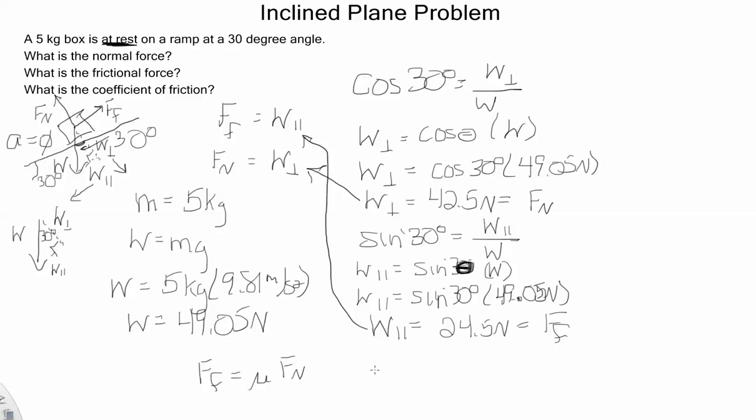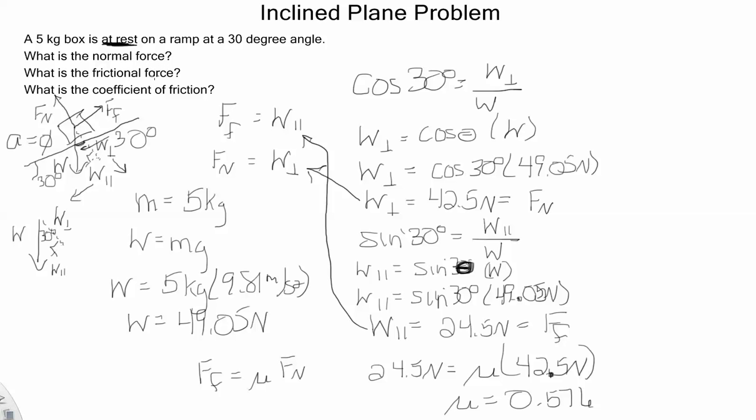So now frictional force I said was 24.5 newtons. That's equal to mu times the normal force, which I said was 42.5 newtons. Okay, so my mu, once I do the simple algebra here, divide both sides by 42.5, I get mu of 0.576.